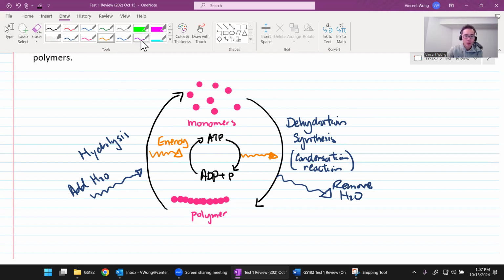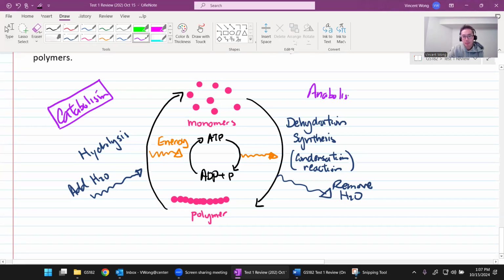So you might also remember when we break things down, that's catabolism in the body. Cellular respiration, it's a catabolic reaction. And here, when you build molecules that you need, that's anabolism. Okay, so everything is kind of connected in the course.